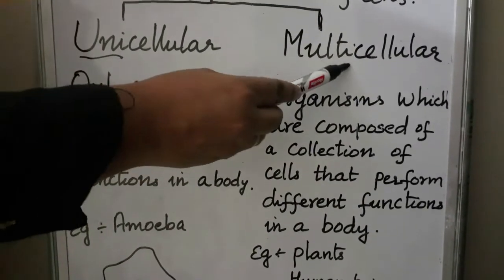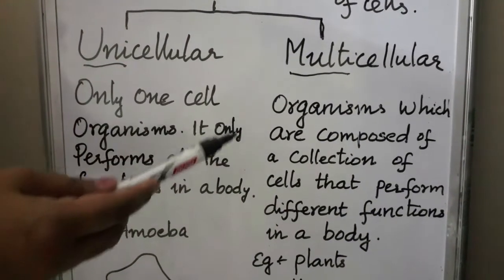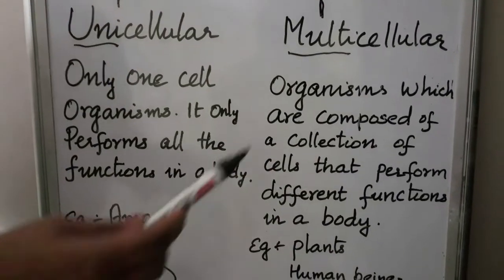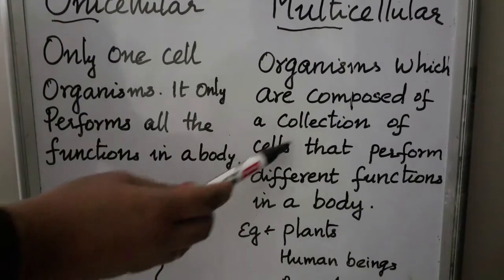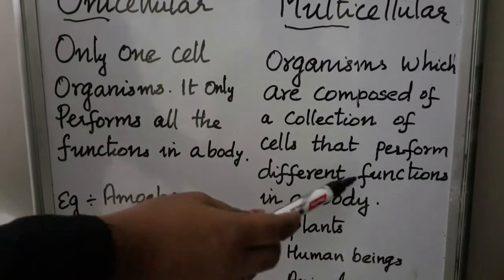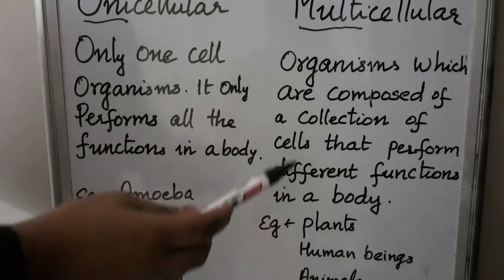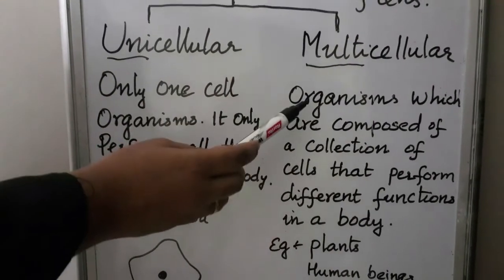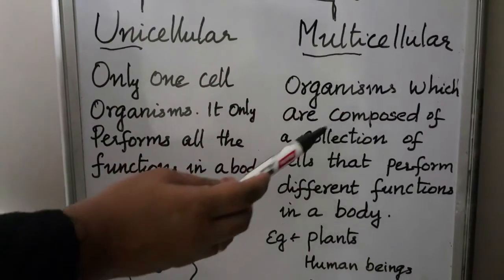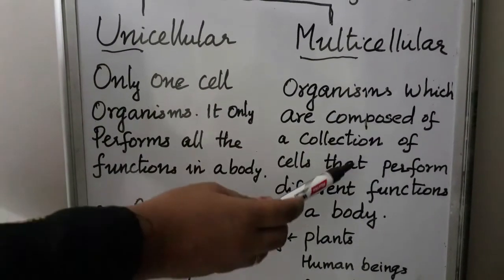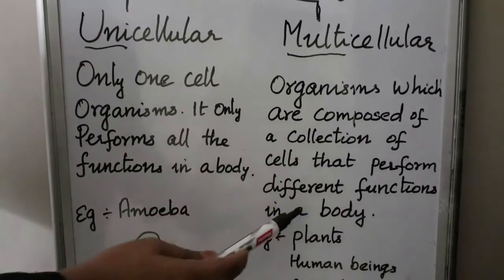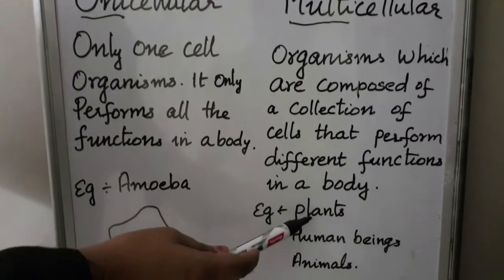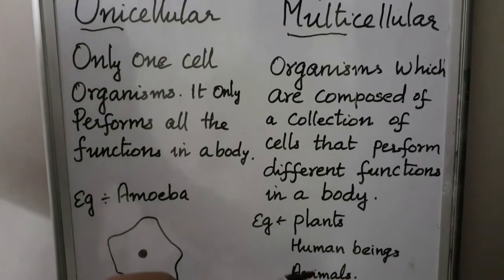So what does multi mean? Multi means more than one cell. Organisms which are composed of a collection of cells that perform different functions in the body are known as multicellular organisms. Examples are plants, human beings and animals.